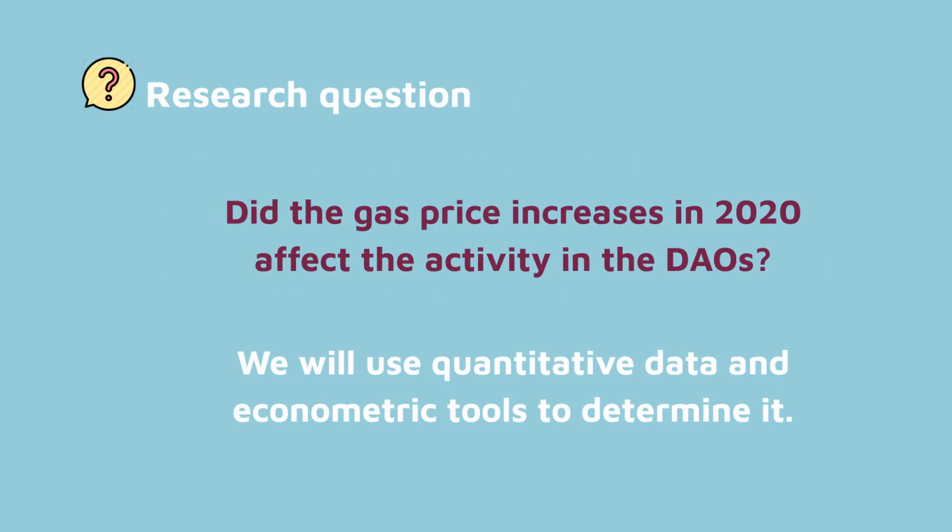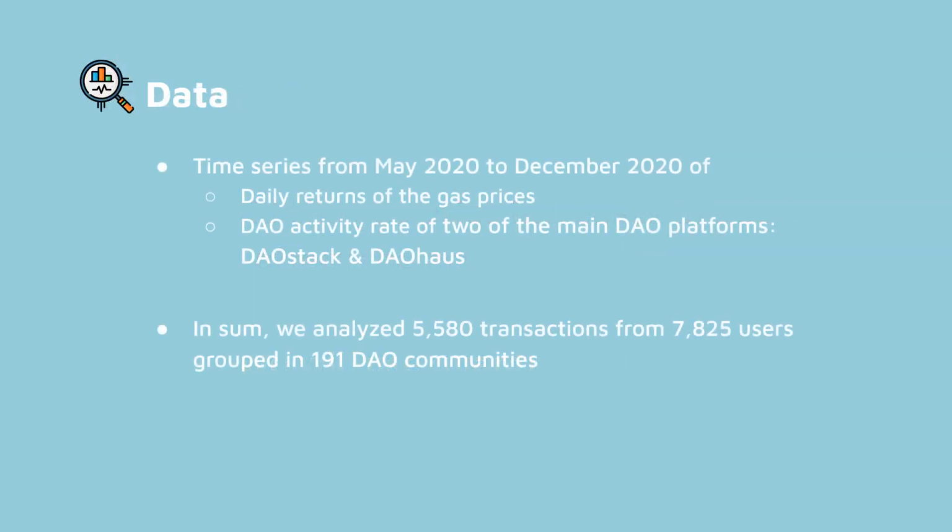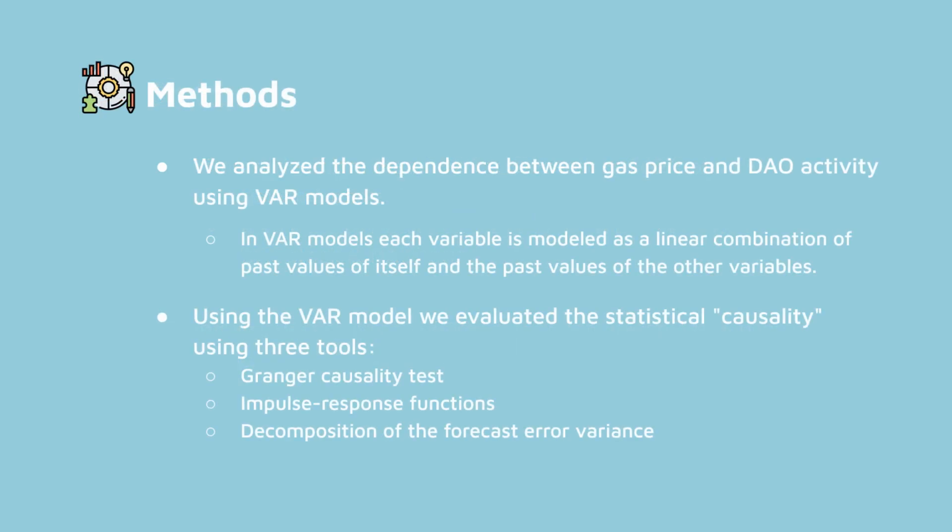We use quantitative data and econometric tools to try to determine this. Regarding the data, we use time series from May to December 2020. The time series that we used were daily returns of the gas prices and the daily DAO activity rate of DAOstack and DAOhaus. So we had two cases, one for each platform.